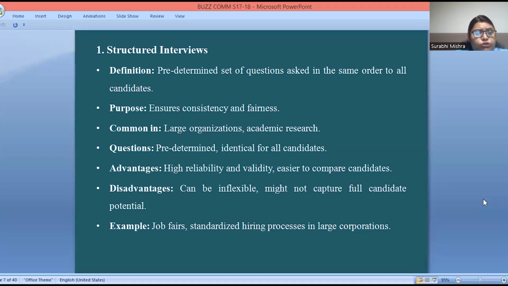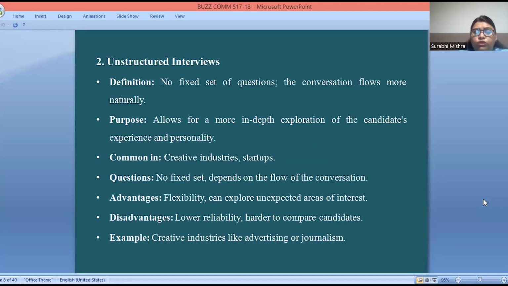Examples of such interviews can be job fairs and standardized hiring processes in large organizations. Now we'll be moving towards the next type of interview, which is unstructured. As we have discussed structured, unstructured is the opposite of the structured interview, right?